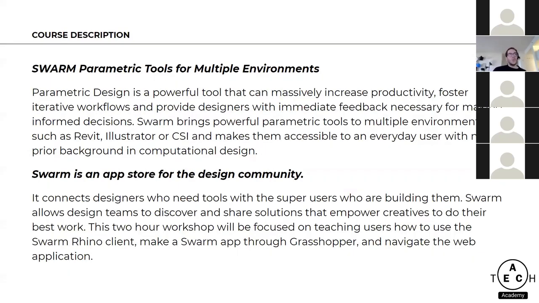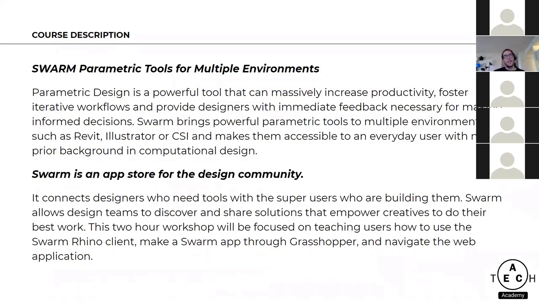Now, Swarm in a nutshell is a parametric tool for multiple environments. Ideally, Swarm can harness the power of computational parametrics and all those crazy things you see people doing in Grasshopper, just as an example, and bring it to other applications. Think bringing it to Rhino, bringing it to the web, and having it be easily shared, bringing it to other applications such as Revit. Imagine if you make a Grasshopper app that does something really useful and you'd like to use that in Revit. Well, that's kind of the point. Illustrator, and also engineering-focused applications such as SAP and ETABS, all part of the CSI packages.